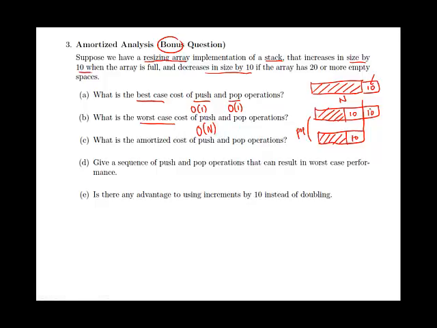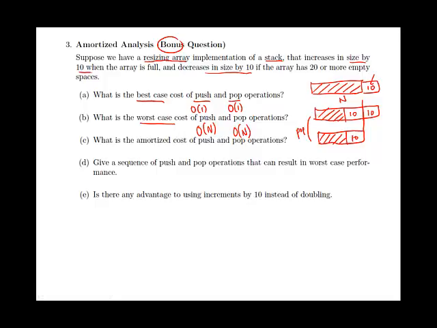Worst case of pop is that you start popping elements, and at some point you get to this situation where you have 20 or more spaces, and then you have to resize it. So in that case, the pop will also cost big O of n.